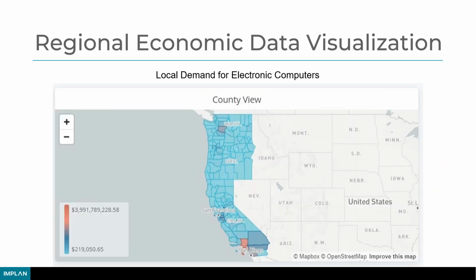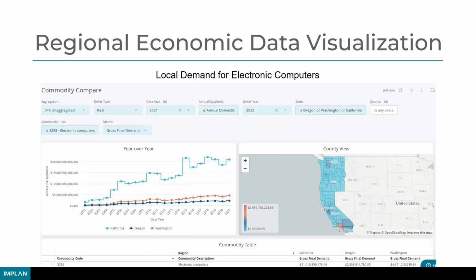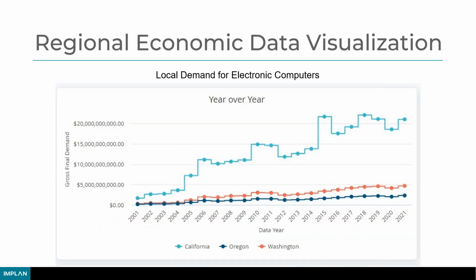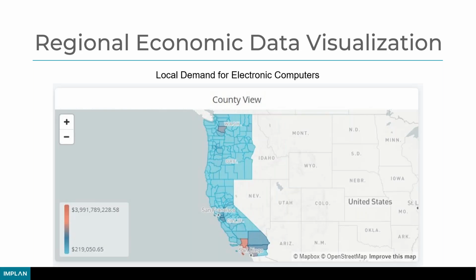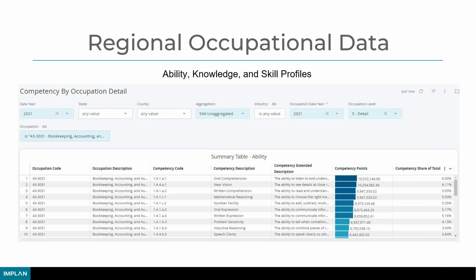So if I want to look at local demand for electronic computers on the Pacific Coast, I can look at that. Most of that is coming from California. I can see those trends over time, so I can see how that rises and falls in different contexts. I can look at that geographically in terms of where those are being consumed.